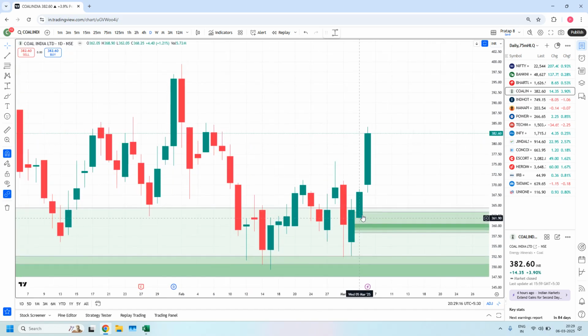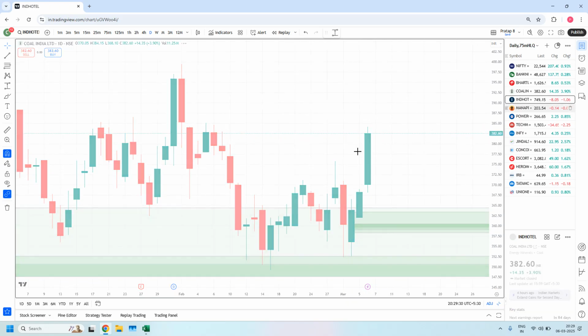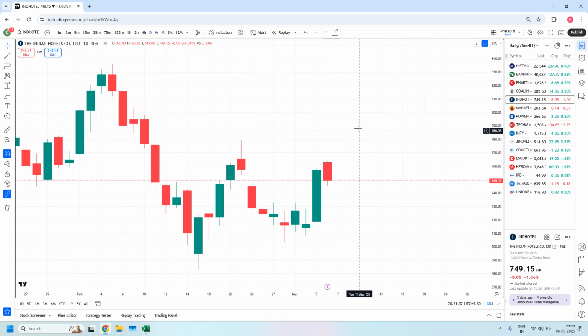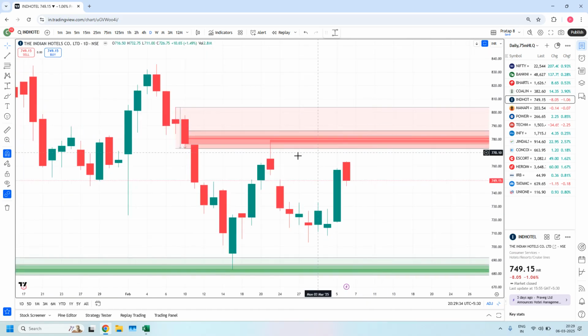See, in daily we have Coal India with a fine-tuned 5-minute zone in this area, inside the daily zone. This is a daily zone. This is a 75 recently created. We have a fine-tuned zone, but today prices did not reach. We didn't get a trade. Next one is Indian Hotels. Indian Hotels is a high liquidity supply zone. Daily supply zone. We have two fine-tuned 5-minute zones here. But today prices did not reach.